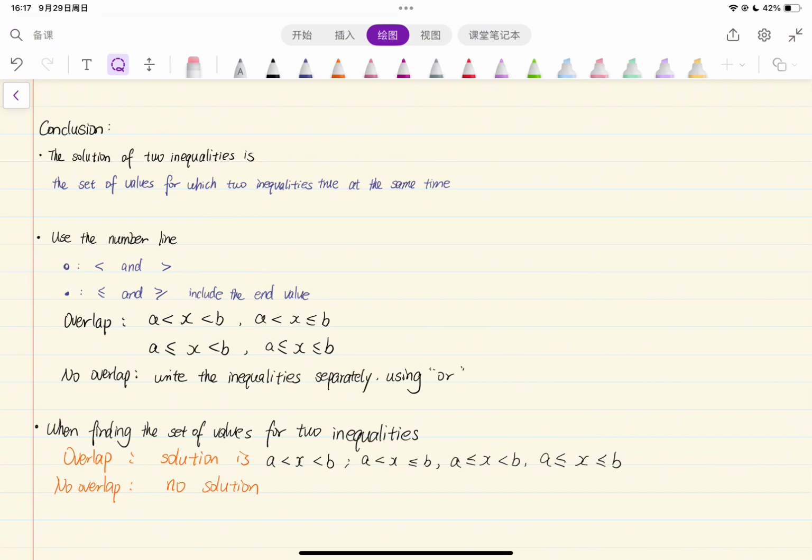And when you see the overlap, there are 4 types, and for no overlap area, you need to write the inequalities separately using 'or'. And when you find the set of values for two inequalities, the overlap area means the solution, and if there is no overlap, there is no solution for the two inequalities.